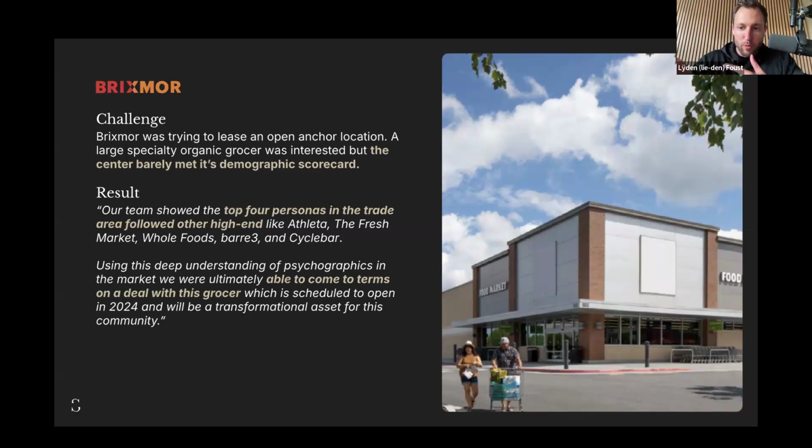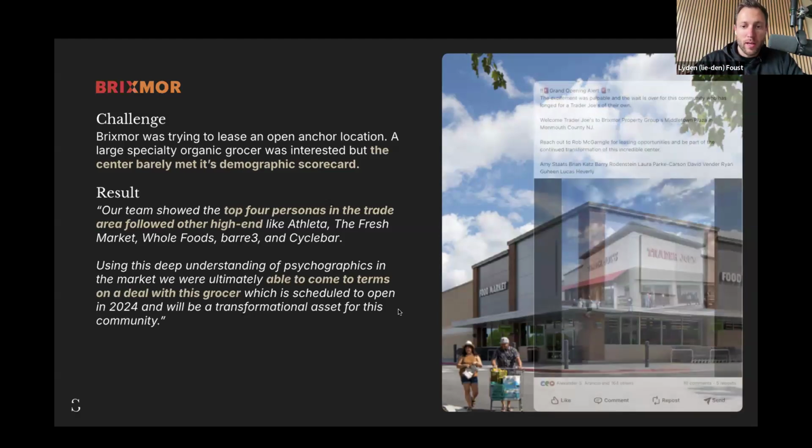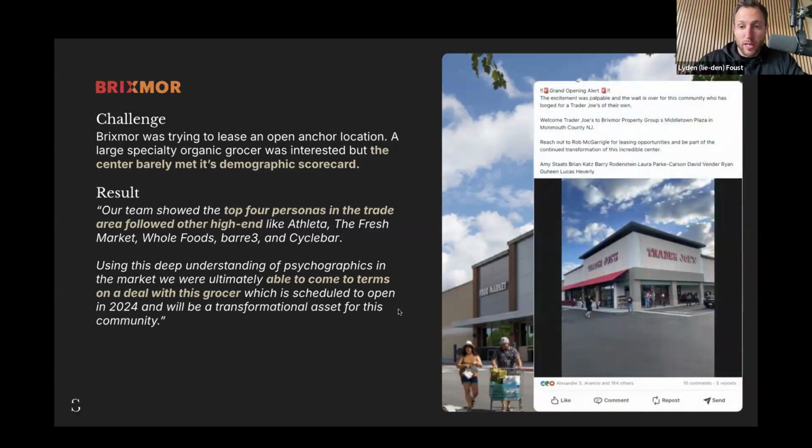They saw that they barely made that demographic scorecard, but looking at what these people are doing, they are following brands like Athleta. They're going to the Fresh Market. They're going to Whole Foods, Bar 3, CycleBar. So attitudinally, these people are exactly what an organic grocery company would be looking for. They were able to use that to add to the story of the deal, and they were able to open a Trader Joe's in that particular center using these insights.